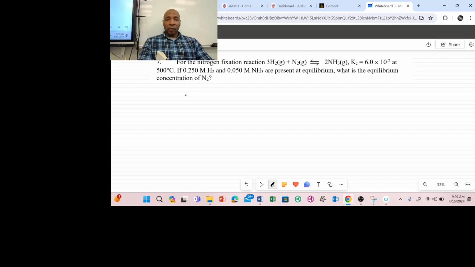So they say for the nitrogen fixation reaction, 3 moles of hydrogen plus 1 mole of nitrogen yields 2 moles of ammonia. The Kc is going to be 6.0 times 10 to the negative 2 at 500 degrees Celsius. If the concentration of H2 is 0.250 moles per liter and the concentration of NH3 is 0.050 moles per liter, what's the concentration of N2? All right, so it's just algebra, like I said.